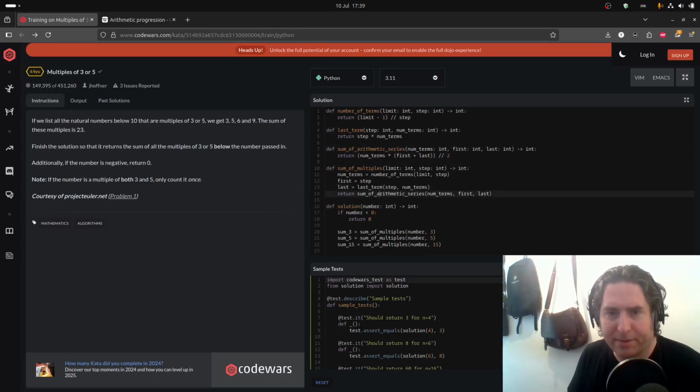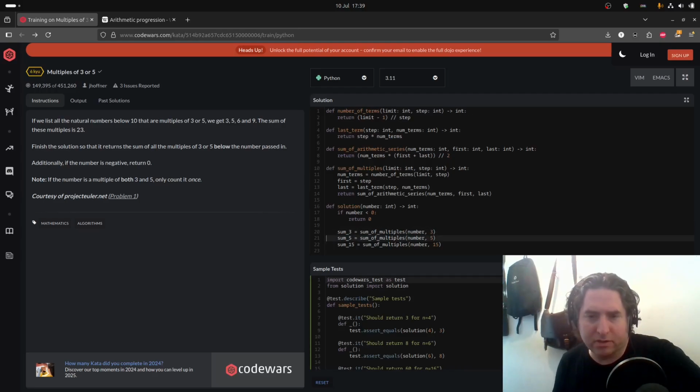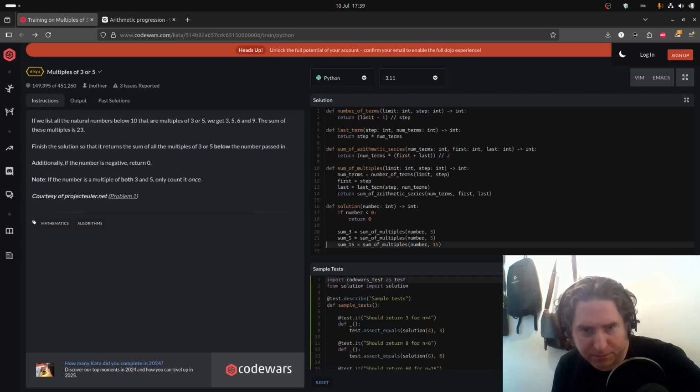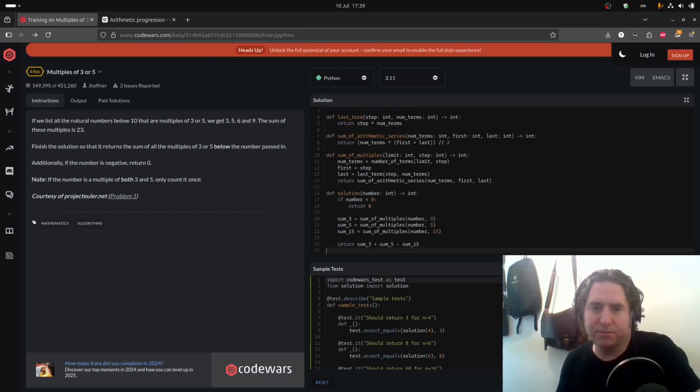So once we've got all that, we then plumb that in the formula we got out of Wikipedia, which is the sum of arithmetic terms. So we have the number of terms, the first and the last, divided by 2. That gives us the sum of multiples for 3. Then we do the same thing for the sum of multiples of 5. And then we do the same thing for the sum of multiples of 15. And then we return the sum of multiples of 3 plus the sum of multiples of 5, and then we deduct the sum of multiples of 15.